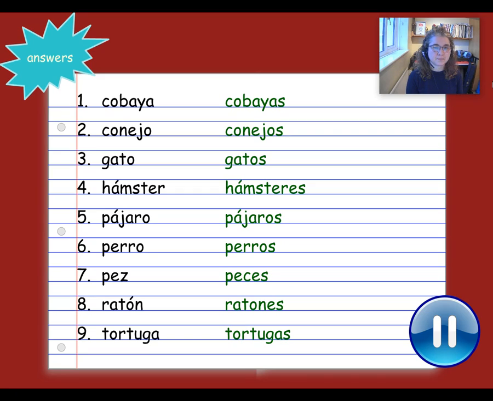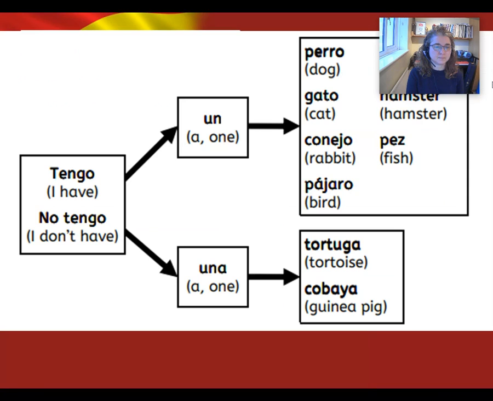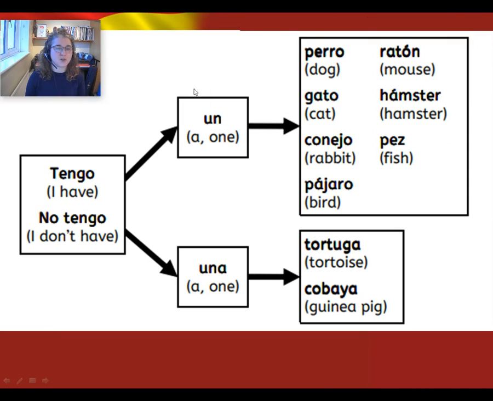continue. Now, we're going to have a practice of saying that you either have or don't have one of these pets. So if you remember, we've got tengo and no tengo. I have, I don't have to start our sentence with. Then, depending on the pet, if it's a masculine pet, the next thing we need is un. If it's a feminine pet, the next thing we need is una, and then our pet word.